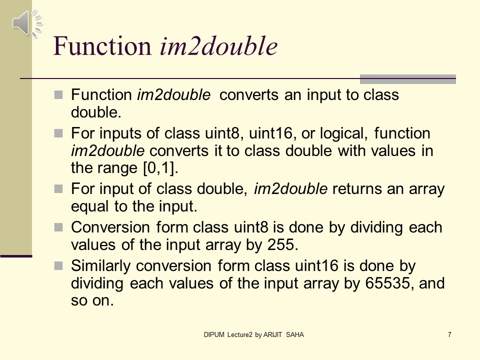Similarly, function im2double converts an input to class double. For inputs of class uint8, uint16 or logical, im2double converts it to class double with values in the range of 0 and 1. For input of class double, im2double returns an array equal to the input. Conversion from class uint8 is done by dividing each value of the input array by 255. Similarly, conversion from class uint16 is done by dividing each value of the input array by 65535, and so on.